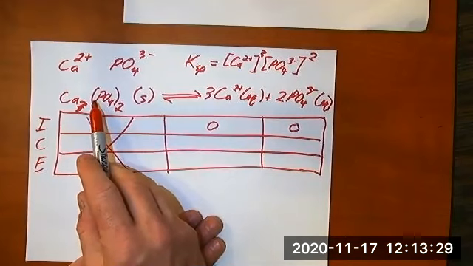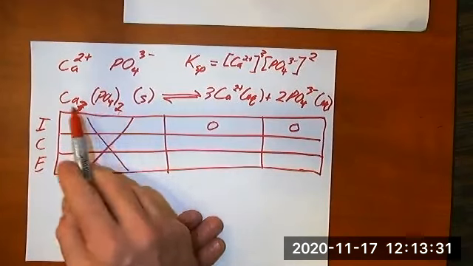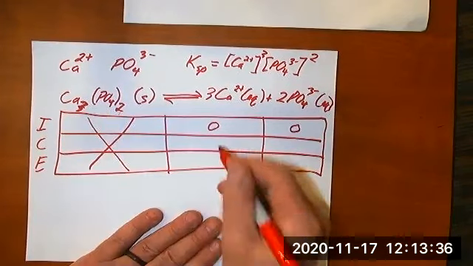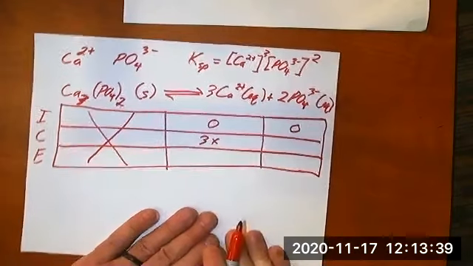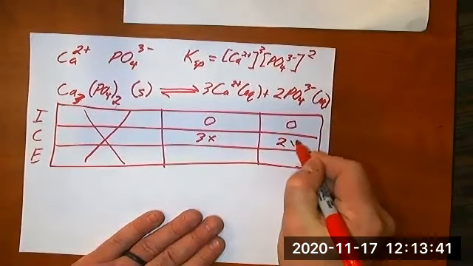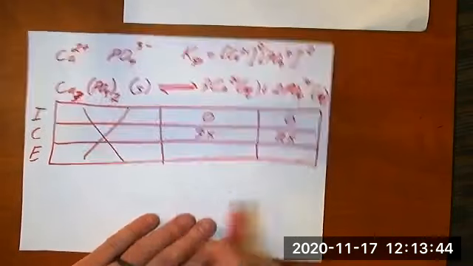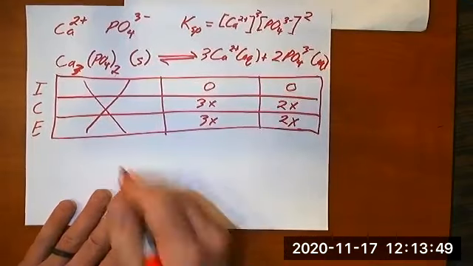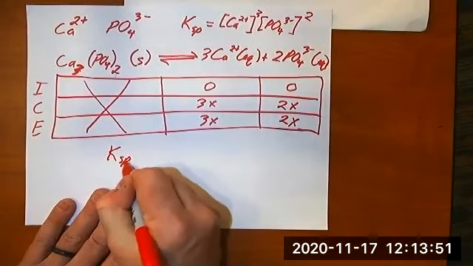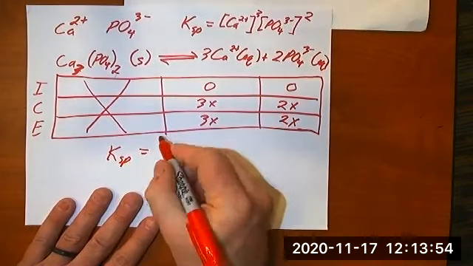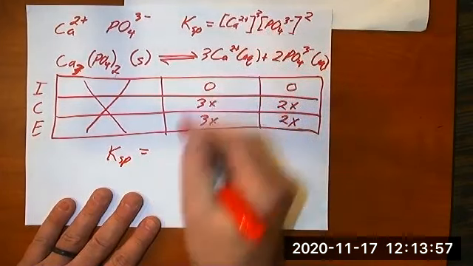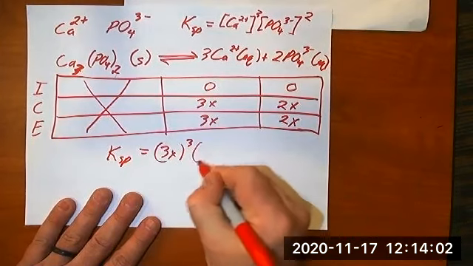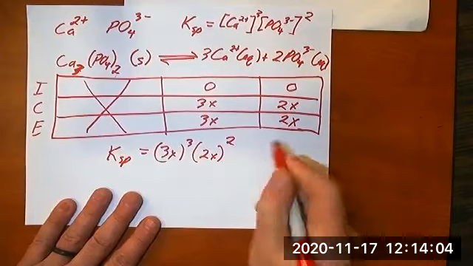So for every X moles of Ca3(PO4)2 that dissolves, we get 3X calcium 2+ ions and 2X PO4 3- ions. So 3X, 2X. And so then if we look at our KSP, we have the expression up here, it's going to be 3X, the quantity cubed, and 2X, the quantity squared.